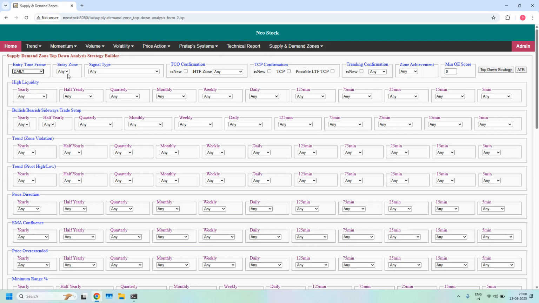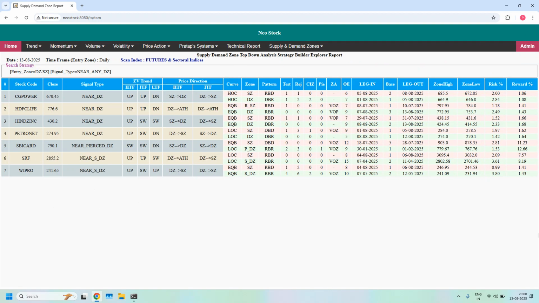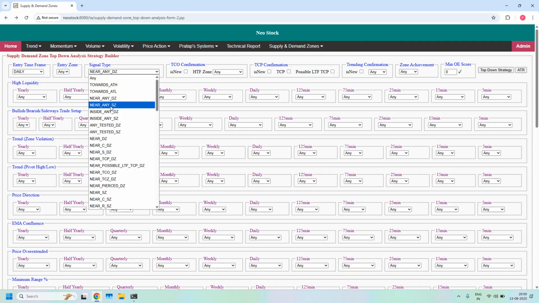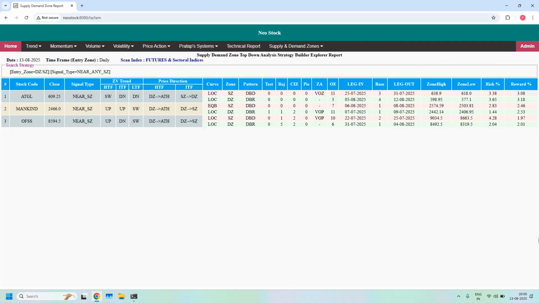First, daily time frame, stocks near to the daily demand zone. We got 7 stocks. Let us identify daily high liquidity demand zones from this list. The first one is SRF and the second one is Wipro. So we identified 2 daily high liquidity demand zones from this list. Next, for daily time frame, stocks near to the daily supply zone, we got 3 stocks, and we don't have any daily high liquidity supply zones from this list.